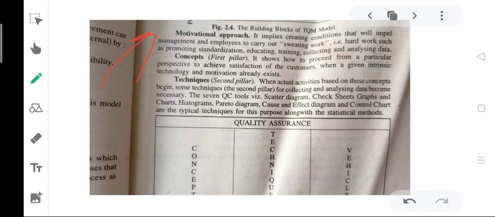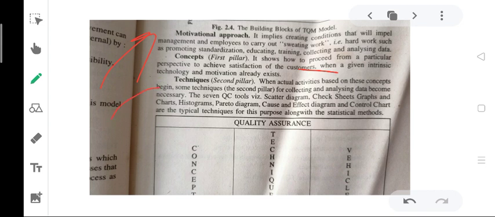What is the motivational approach? It implies creating conditions that will impel management and employees to carry out sweating work, that is hard work, such as promoting standardization, educating, training, collecting and analyzing data. Concept is the first pillar. It shows how to proceed from a particular perspective to achieve satisfaction of the customer, when a given intrinsic technology and motivation already exist. This is the concept. And next is technique.